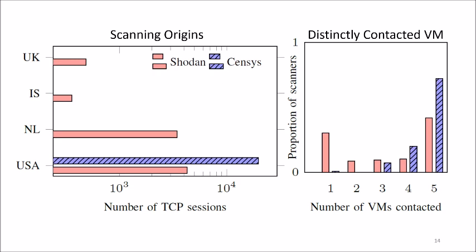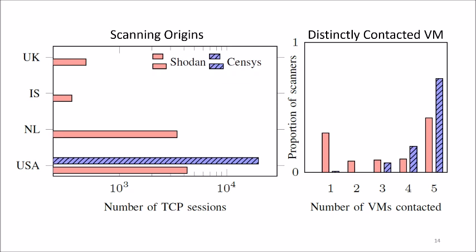The scanning origins figure shows the number of TCP sessions initiated from these locations. Here we can see Shodan scanned our virtual machines from 4 countries, while Censys only scans from the US. The distinctly contacted VM figure shows how many of our virtual machines were contacted by a distinct scanner. 40% of Shodan's 16 scanners contacted all our 5 virtual machines, and a third contacted only 1 virtual machine. The majority of Censys's 186 scanners contacted all our virtual machines.